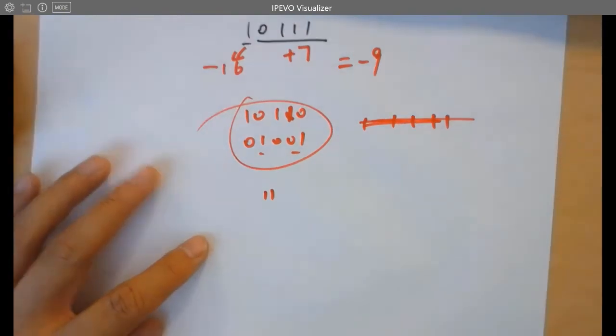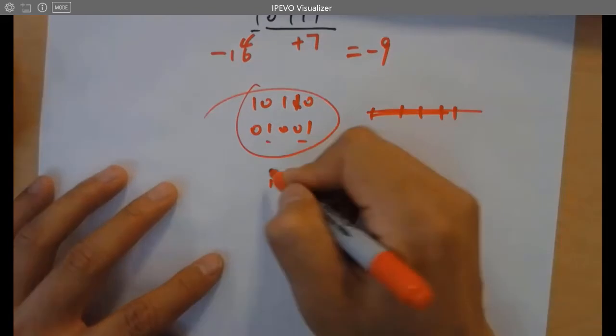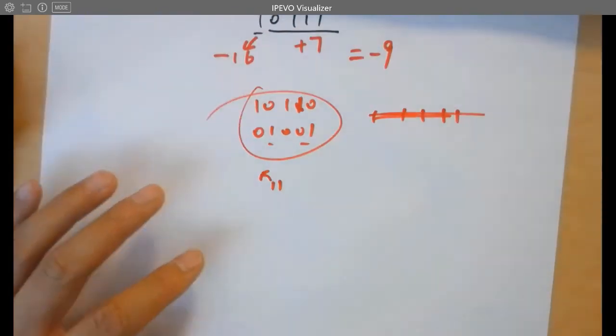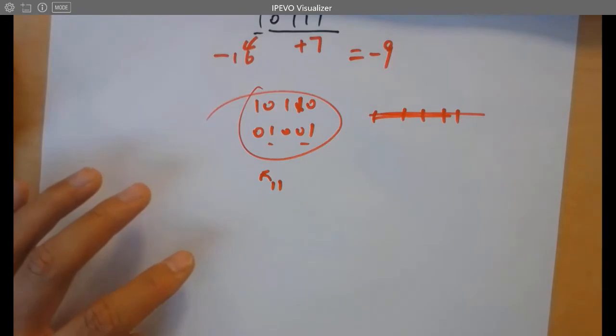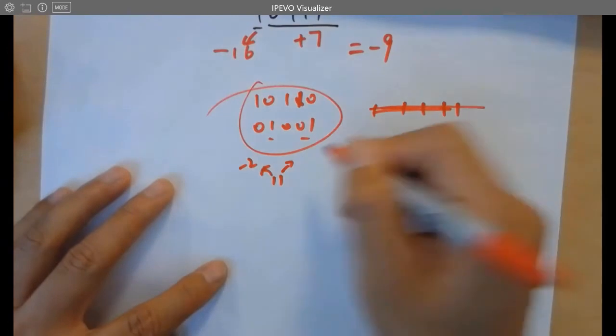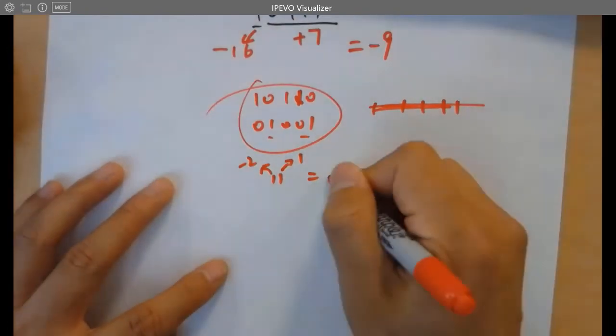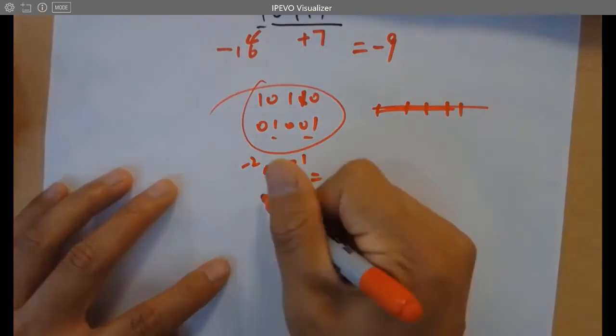What is this? So what is this number? It used to be 2, right? It used to be 2, but in 2's complement it's not 2. It's minus 2. What is this? It's still 1. So what's this number in 2's complement? Minus 1.